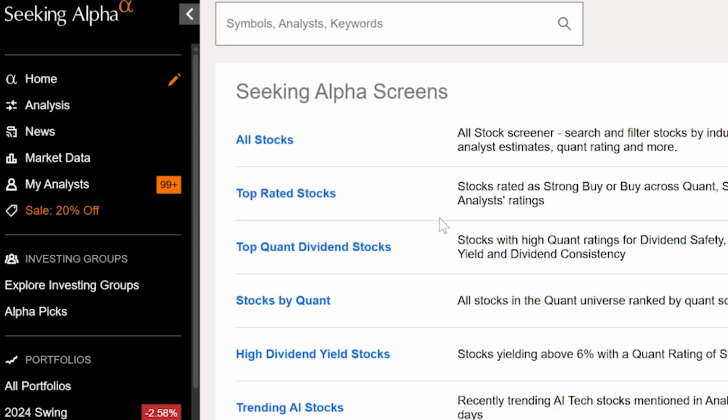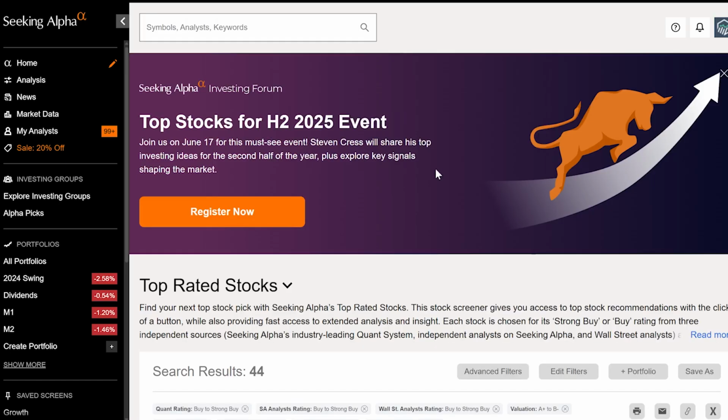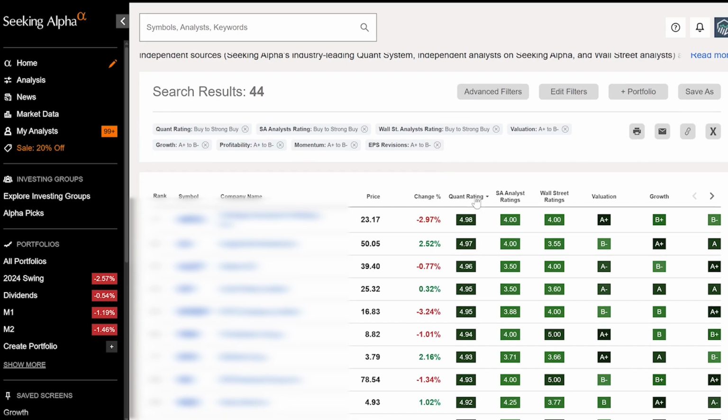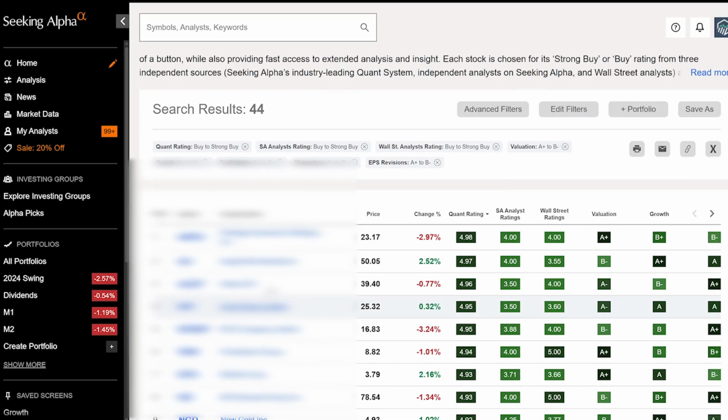Obviously, one of my favorite screens here is just the top-rated stocks. This is Seeking Alpha's basically top stocks list. So these are stocks that are rating highly based on a quantitative algorithm that Seeking Alpha has developed, Seeking Alpha analysts that contribute to the platform, as well as Wall Street analysts. And so you can see diving into this top stocks screen, there's about 44 stocks here that are a really great place to start your research and dive in.